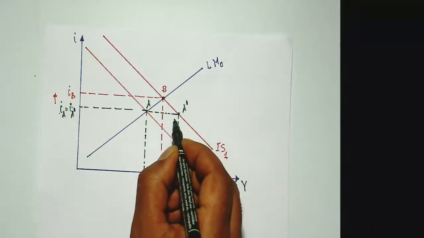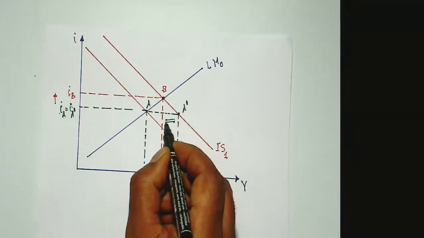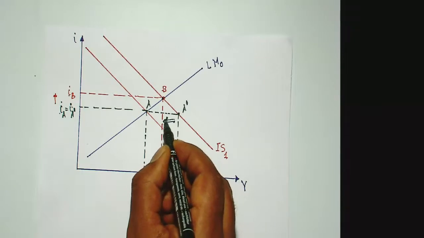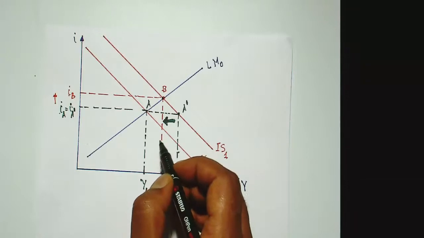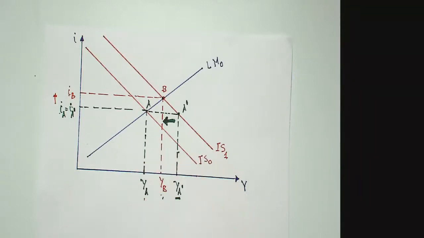The decreased investment is indicated by the decrease in income from Y prime to YA. So this green arrow in our curve indicates the interest-induced crowding out of investment on income.